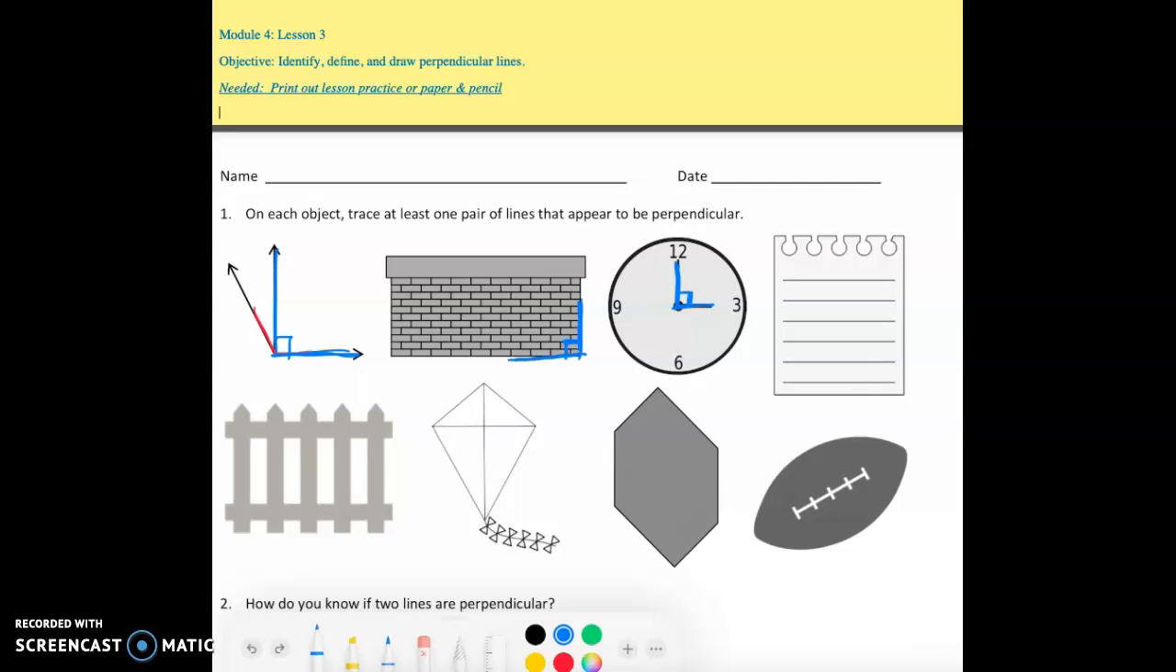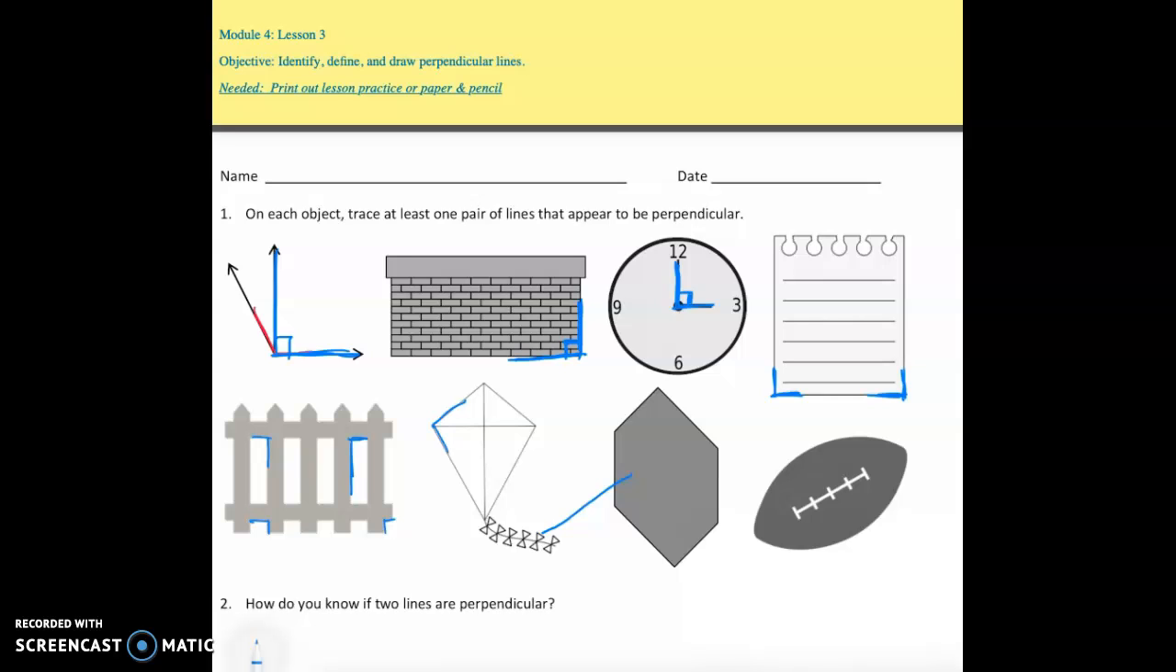All right, on the paper, this would be perpendicular to this. This would be perpendicular to that. There's two right there. All right, on the fence, I can see several. How about this one and that one? Those are perpendicular. And this one and that one. And that one and that one. And those right there. All right, on the kite, would this be perpendicular to this?